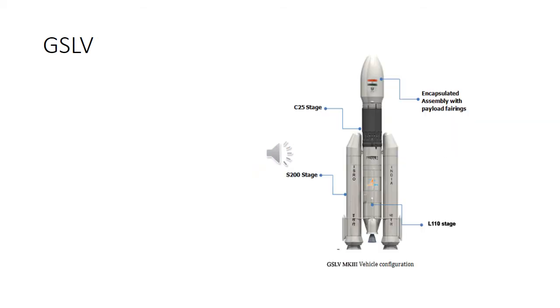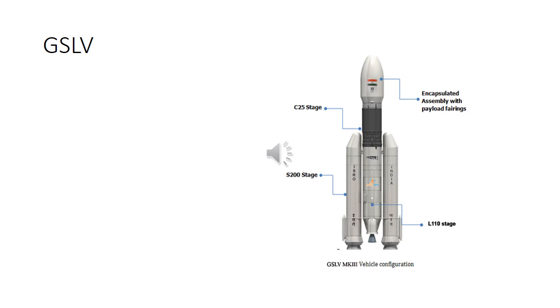configuration. This is the image of the GSLV, the largest load carrying satellite launch vehicle developed by ISRO, and it is used in India for launching communication satellites to the geosynchronous or geostationary orbits. And it has basically three stages.